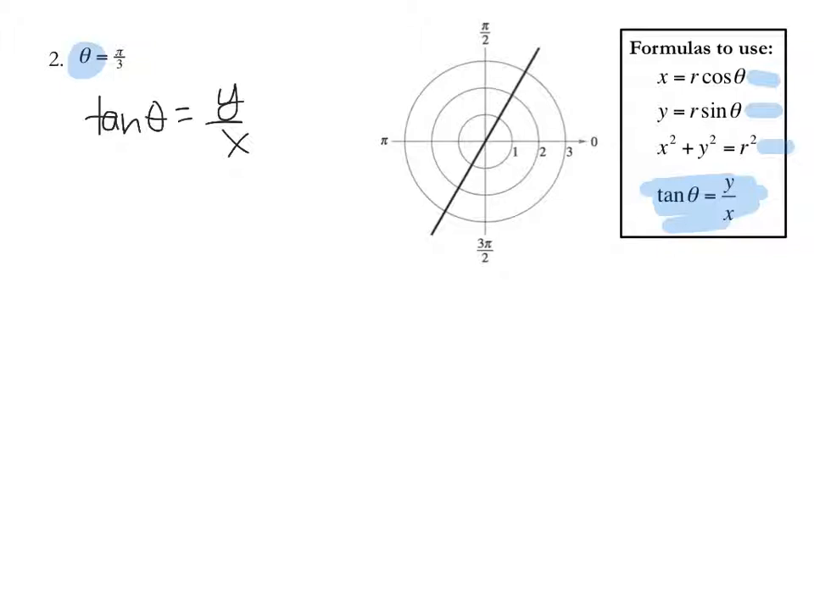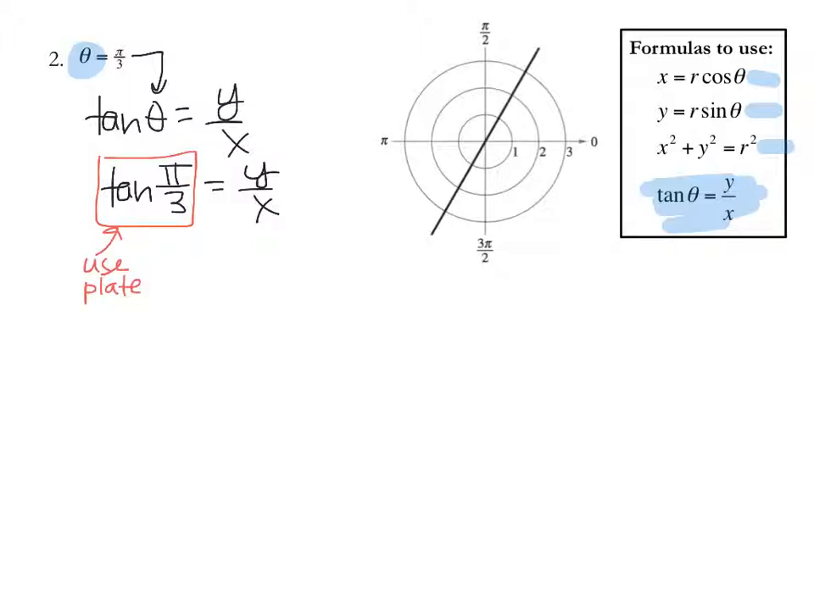We know tangent theta is equal to y over x. And the way I suggest to do these is we can just substitute. I can plug in what theta is. I know theta is pi over 3. And then your next step is going to be to look at your plate now that we have this value here with the radian value. You can use your plate to figure out what the tangent of pi over 3 is. The tangent of pi over 3 is just radical 3. So we get radical 3 equal to y over x.